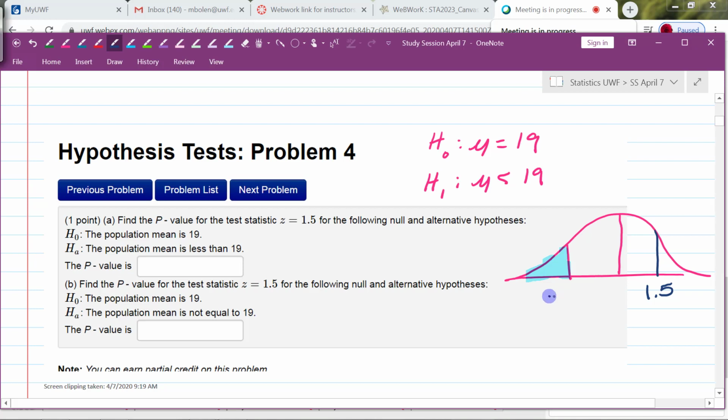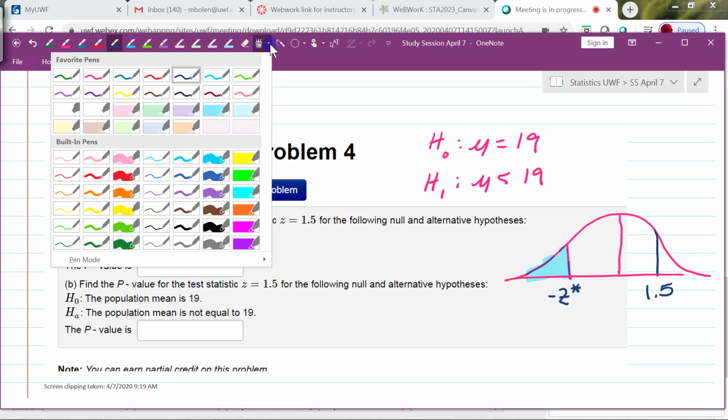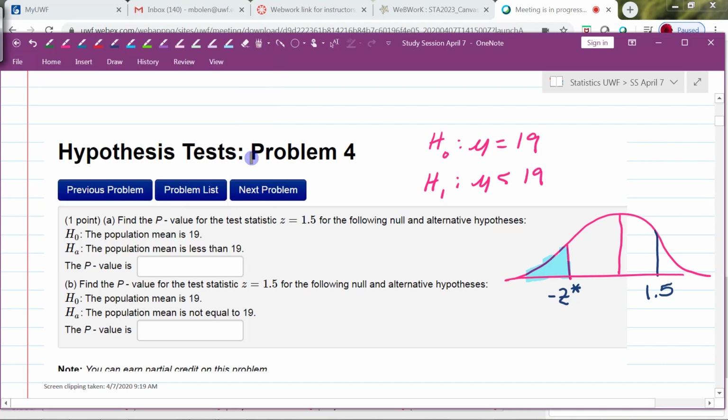So this would be our negative Z star value, which we don't have because we're not doing a test with an alpha level. It's not giving us an alpha level, but it's saying, let's find the p-value. So in this case, since it's a left-tailed test, the p-value is going to be all of this area here to negative infinity. It goes left. It's this area under the curve. It goes the same direction that your sign is pointing for your alternate hypothesis.